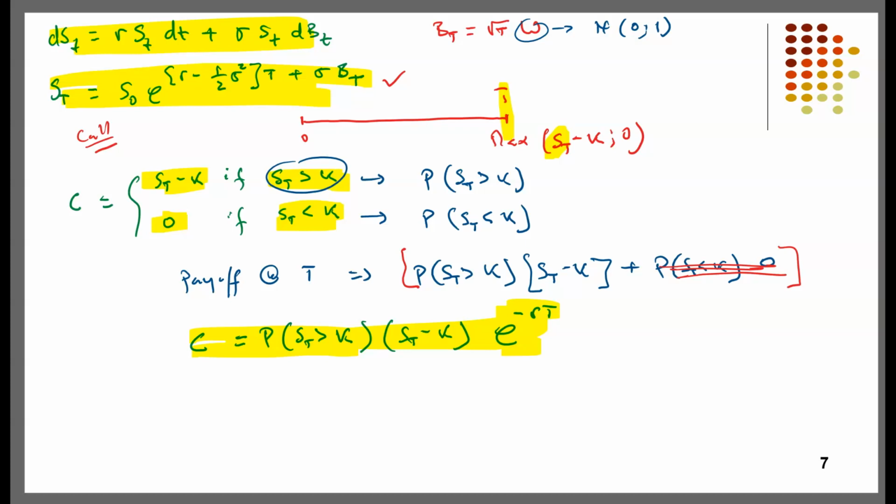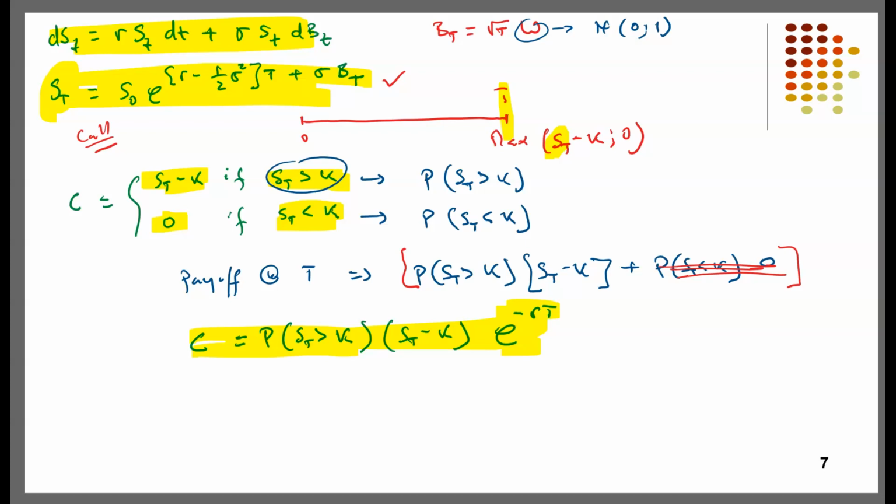Now, what is ST? We know what ST is. Okay. The trick there is really just going to be to find the probabilities. That's all we need to do now. And how do we do that? It's actually really simple and really fun to work with here.